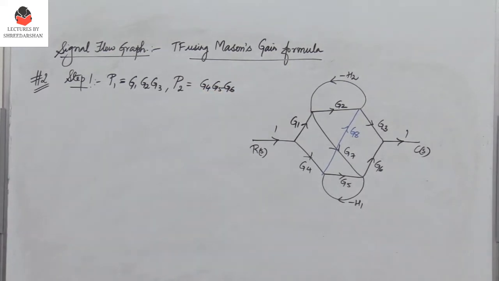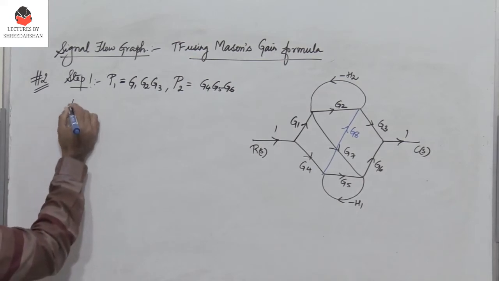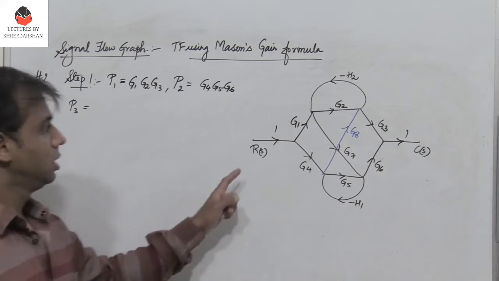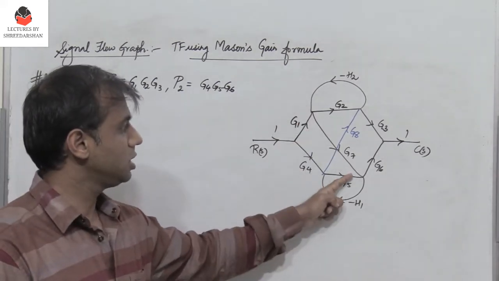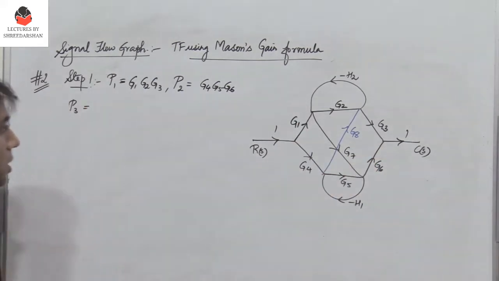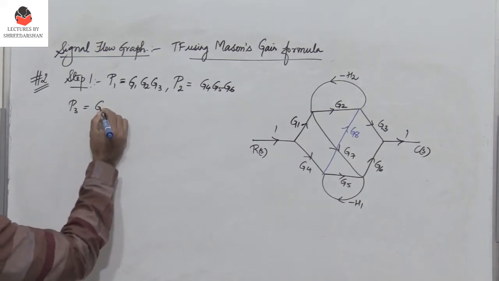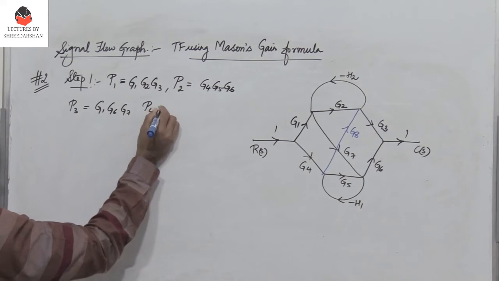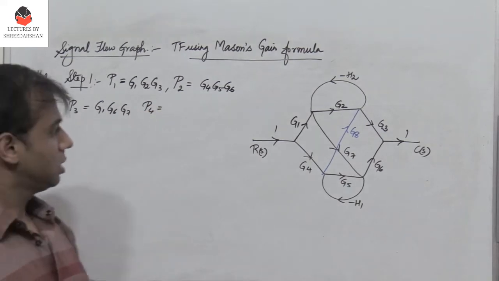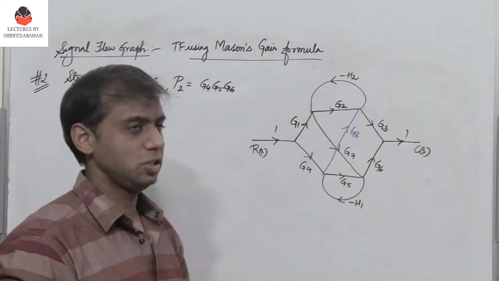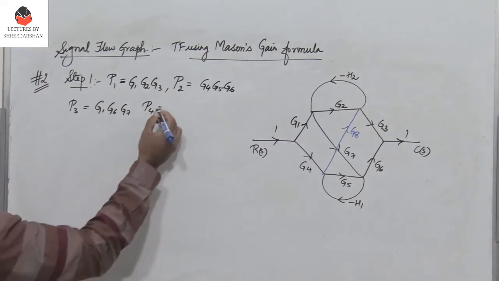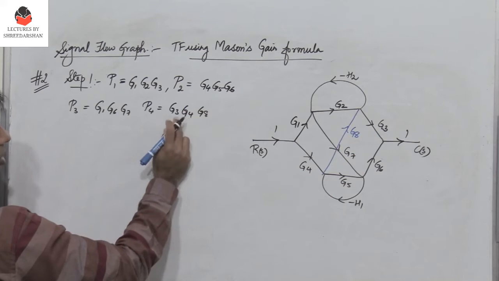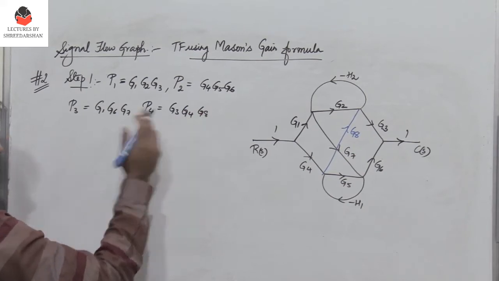Let's consider the other one, P3. Now we find that I have G1, G6 and G7. And then P4. I have one more path, G4, G8 and G3. So G3, G4 and G8. So I'm just writing the gains in order.